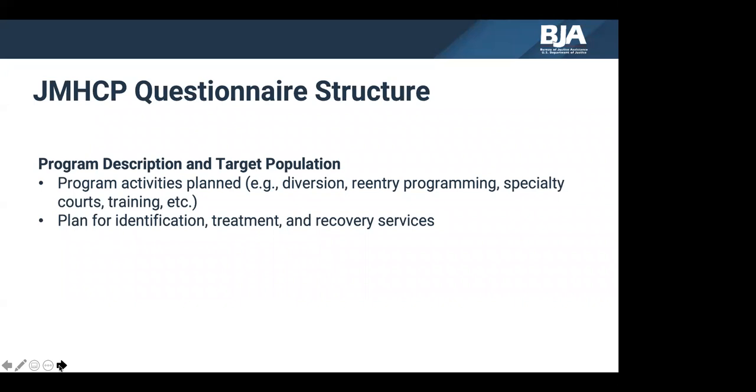In the program description and target population section, you will respond to a number of questions regarding program activities that are taking place using JMHCP funds. These questions help gather information about where in the criminal justice continuum your program operates.